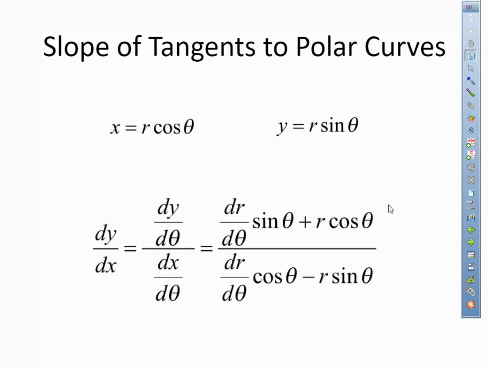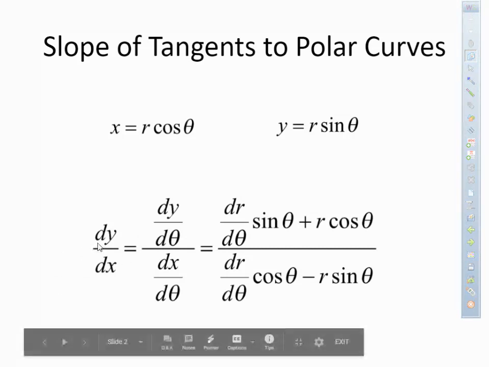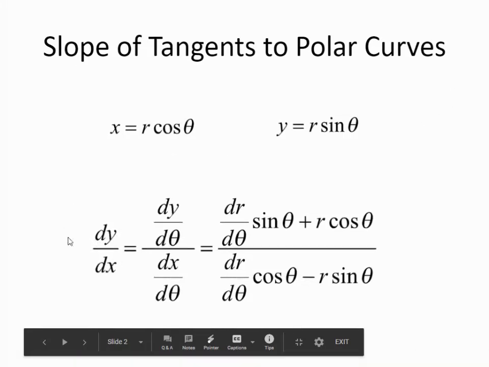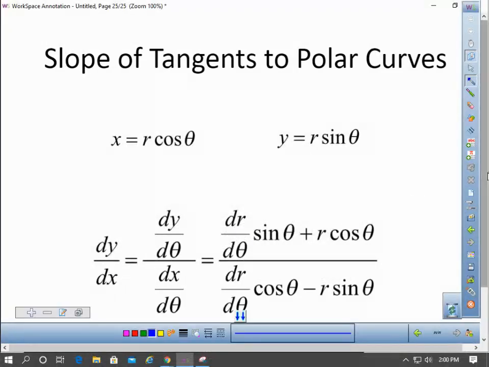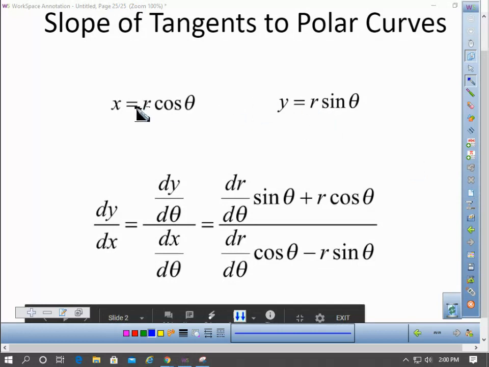So first of all, this is how to find the slope of tangents to a polar curve. So this is how you take your derivative. All right, dy/dx, because we've got our polar curves written as parametrics here. So we have dy/dx equals, and we're going to be taking the derivative in terms of theta. So it's going to be dy/d theta divided by dx/d theta.